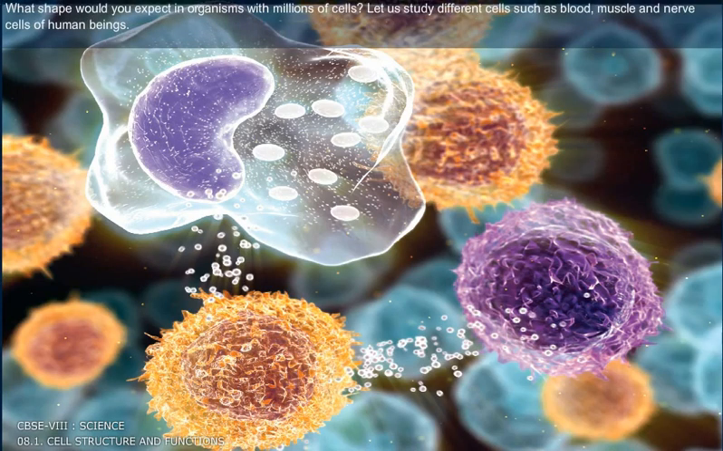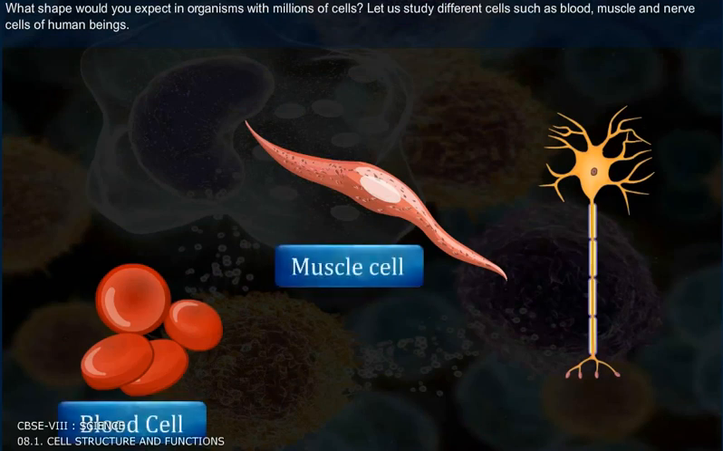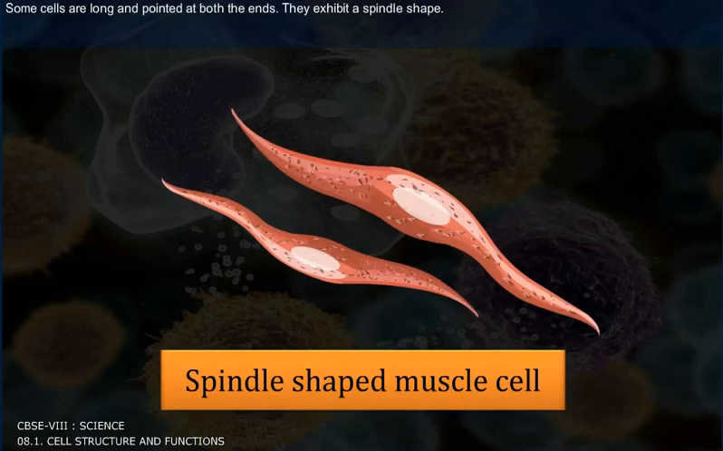What shape would you expect in organisms with millions of cells? Let us study different cells such as blood, muscle, and nerve cells of human beings. The different shapes are related to their specific functions. Generally, cells are round, spherical, or elongated. Some cells are long and pointed at both the ends. They exhibit spindle shape.